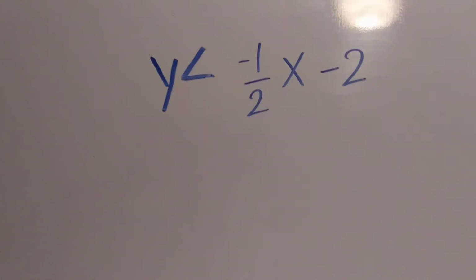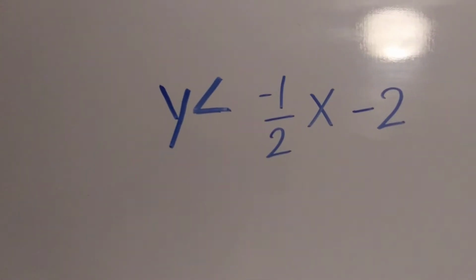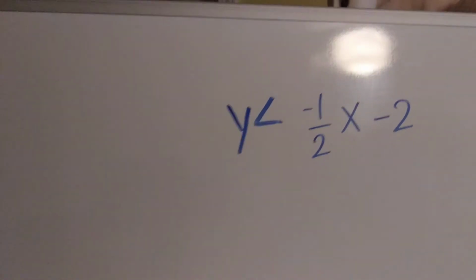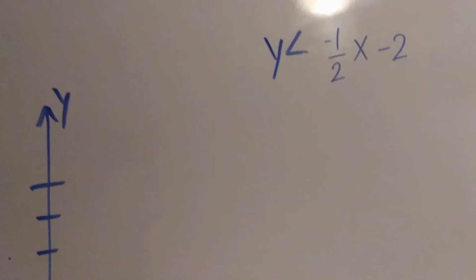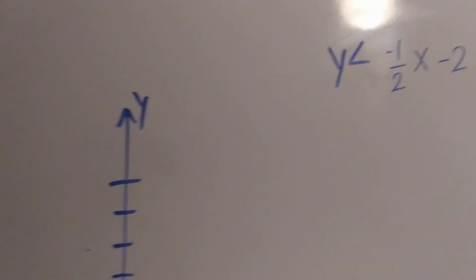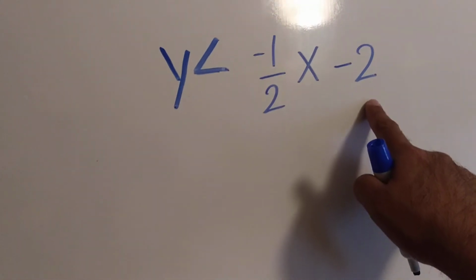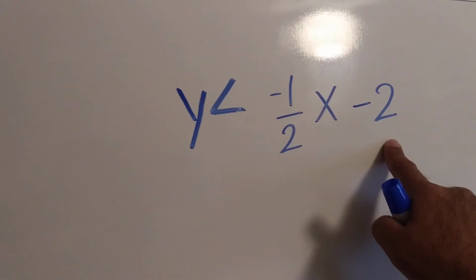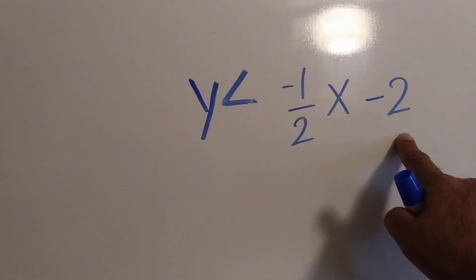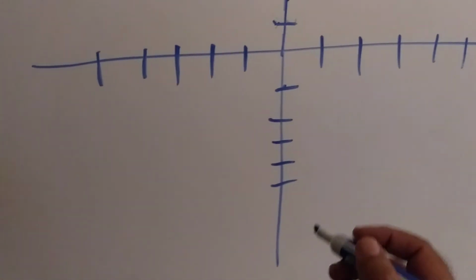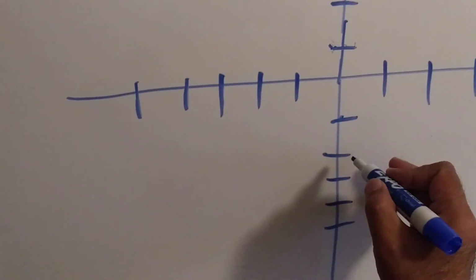Okay, so let's say we have this example. Y is less than negative 1/2 x minus 2. So I'm going to be using the blue color to graph that equation so that you can see how you would proceed with that. So again, we always want to start with the y-intercept. So in this case, our first point would be at negative 2. So we go to our Cartesian graphing system here, and we start at negative 2.